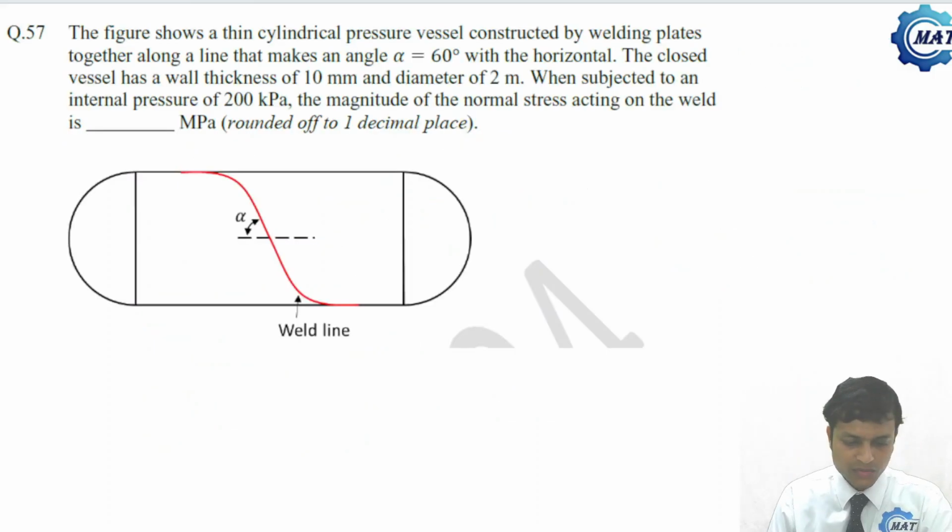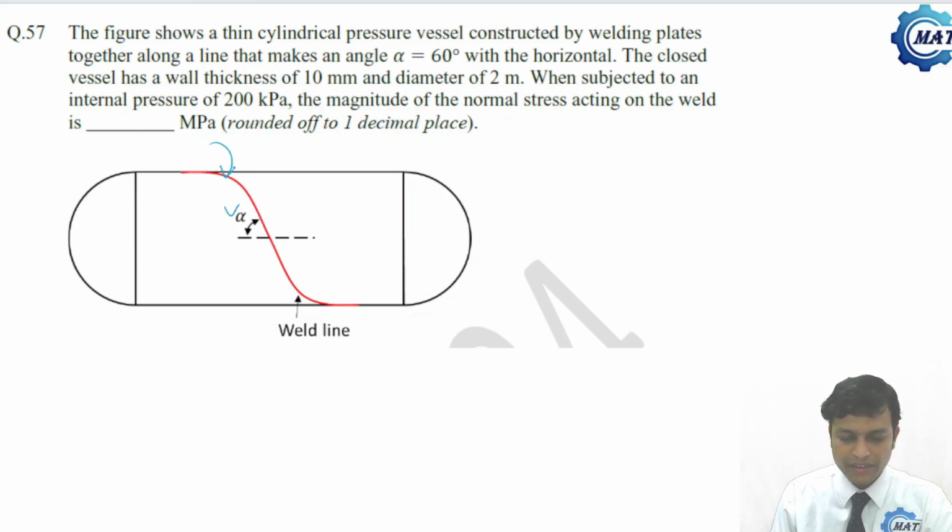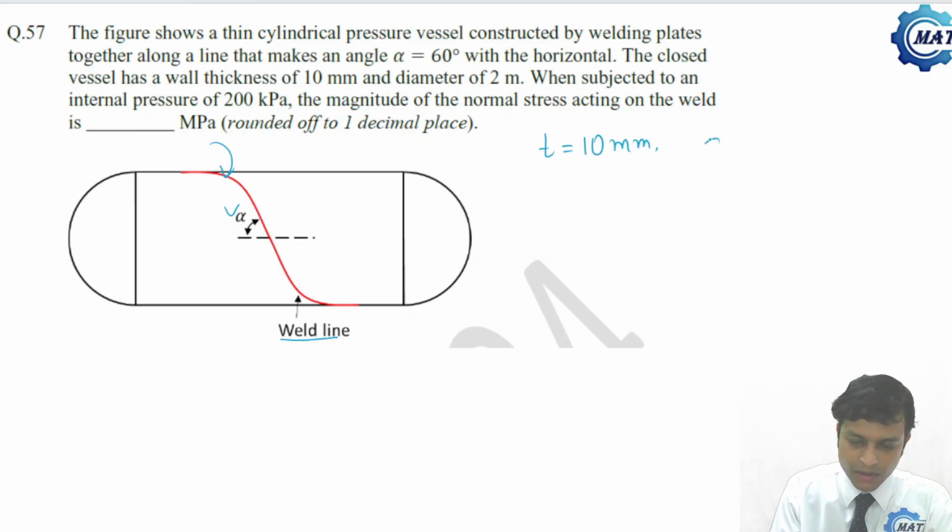Now let us move to the next problem. This is from a thin cylindrical vessel problem. The figure shows a thin cylindrical vessel constructed by welding plates together along a line that makes an angle alpha. This is the alpha, and this is the weldment line shown by red color. The closed vessel has wall thickness T of 10 mm and diameter of 2 meter, that is R is 1 meter.